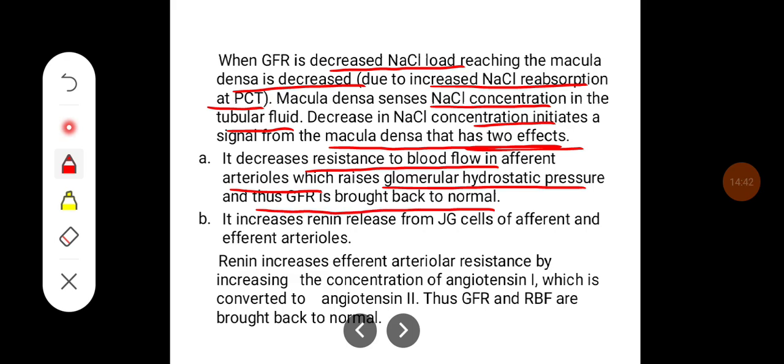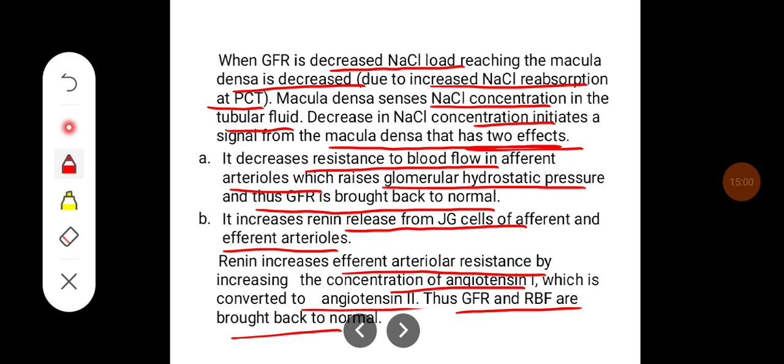Second, it increases the renin release from juxtaglomerular cells of afferent and efferent arterioles. Renin increases the efferent arteriolar resistance by increasing the concentration of angiotensin 1, which is converted to angiotensin 2, thus GFR and renal blood flow are brought back to normal.